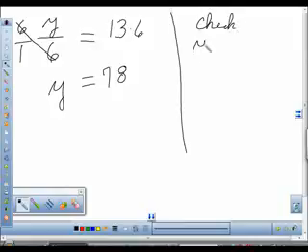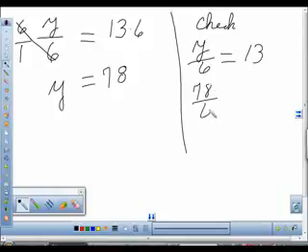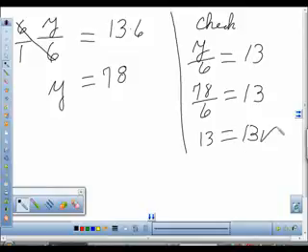We need to, just as before, check it. So we go back to the original equation, and we're going to put 78 in for y. And we're going to divide. 6 into 7 is 1 with 1 left over. Bring down the 8. 6 into 18 is 3. So it checks. What do I circle for my answer? 78. Y'all are correct.